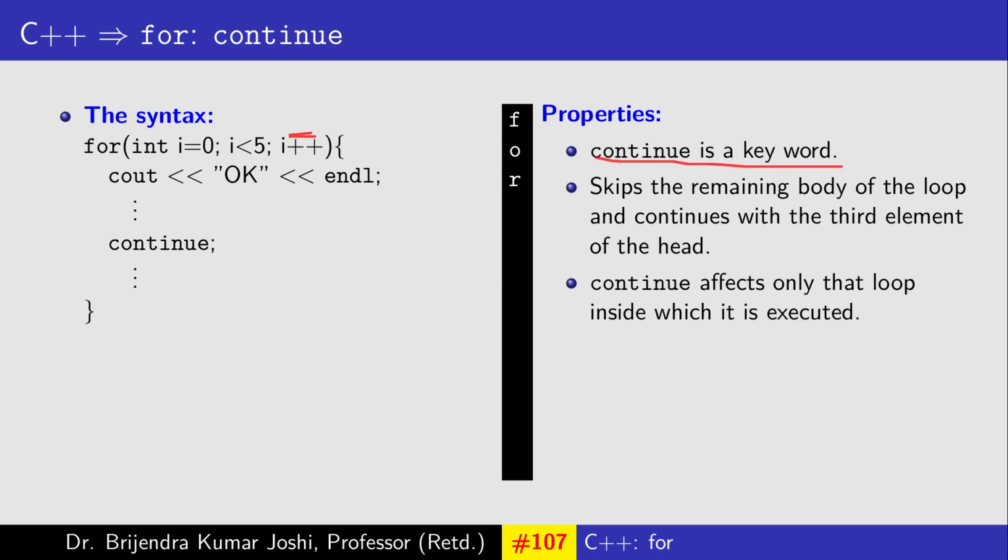Continue is also a keyword, so you cannot make use of it for any other purpose except what it has been designed for. It skips the remaining body of the loop and continues with the third element of the head, as I have already told you. And just like break, continue affects only that loop inside which it has been executed.